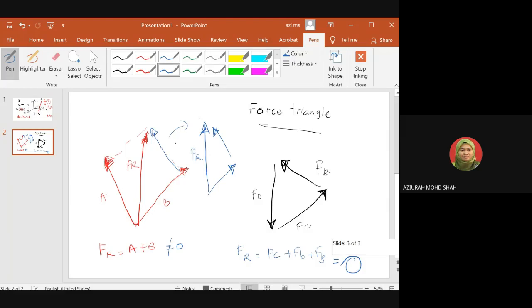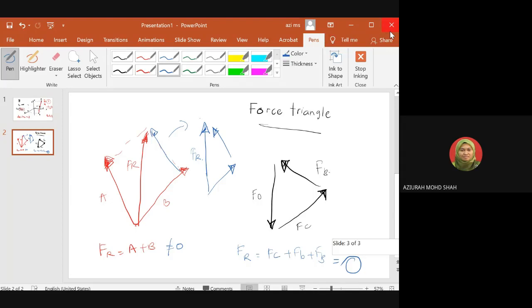Okay? Tapi obviously you can see the difference is this is between the triangle obtained using parallelogram. You have one resultant force. Pada force triangle, resultant dia tak ada dalam ni sebab memang kita tahu resultant dia adalah kosong.